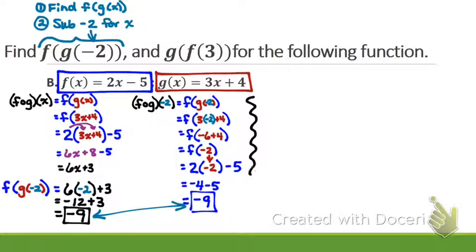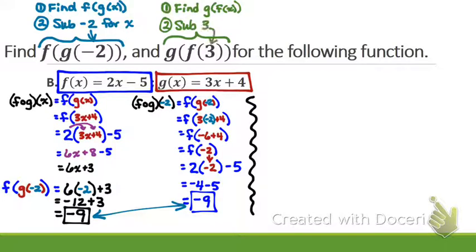They also want me to do what? What other composition did they ask for? G of f of 3. I want to try this one both ways, and then when we get to the next example, you guys will choose which one we do, okay? So first, I want to find G of f of x, and then we will sub in 3 for x.